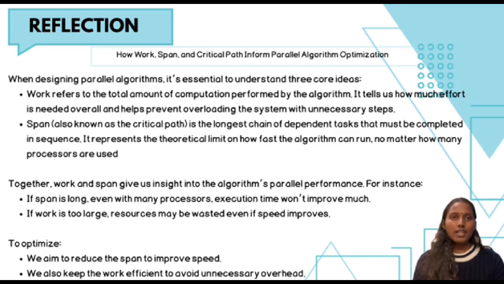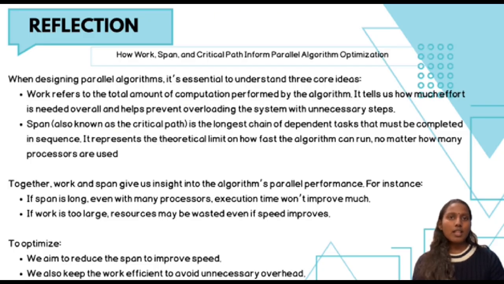Now, we'll look at the reflection on how work, span, and critical path inform parallel algorithm optimization. When designing parallel algorithms, it's essential to understand the core ideas. The first is work, which refers to the total amount of computation performed by the algorithm. It tells us how much effort is needed overall and helps prevent overloading the system with unnecessary steps.